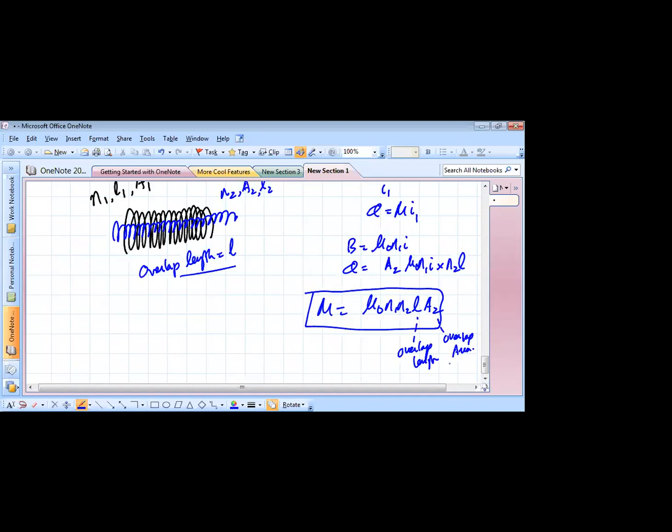Mutual inductance ko under root L1 L2 bhi likhte hain na, inductance ka waise bhi ho jayega, because the individual inductance of L1 is mu naught N1 into total length. But that is when the area is similar. Getting my point? When the overlap length is also the common length. Okay, theek hai.